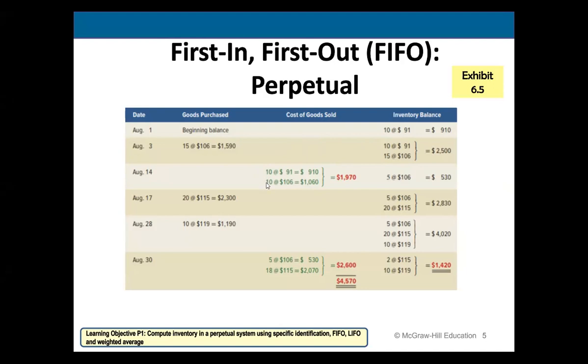So if we sold 20 units on August 14th, we would say we must have sold all 10 of the oldest ones, or all 10 of the $91 units, plus 10 more of the newer ones. Those were 106. So then we can figure out what our cost of goods sold is. And we know which 5 units we still have remaining are the newer $106 units. Then we record our purchases and we just keep track of them in order. Then when we make a sale, again, we ask that question, well, which ones am I going to consider that I sold? And again, we would say the oldest. So the oldest are these $106 units. So if I sold 23 units, I would assume we sold all 5 of those plus 18 of the $115 units, leaving us with 2 more of the $115 units and 10 of the newest $119 units.